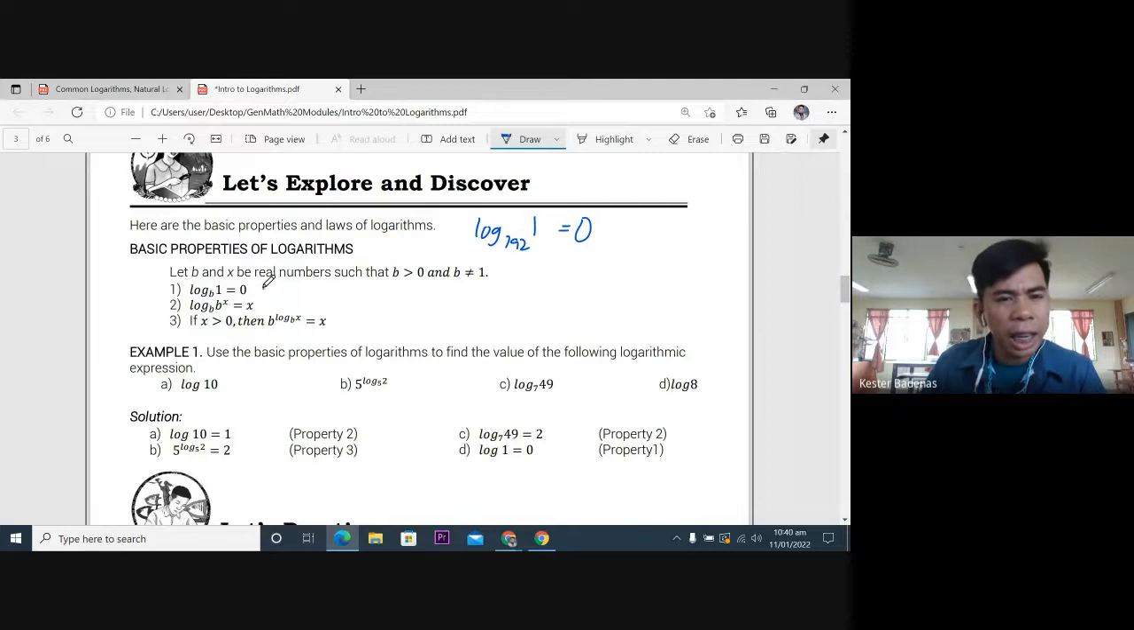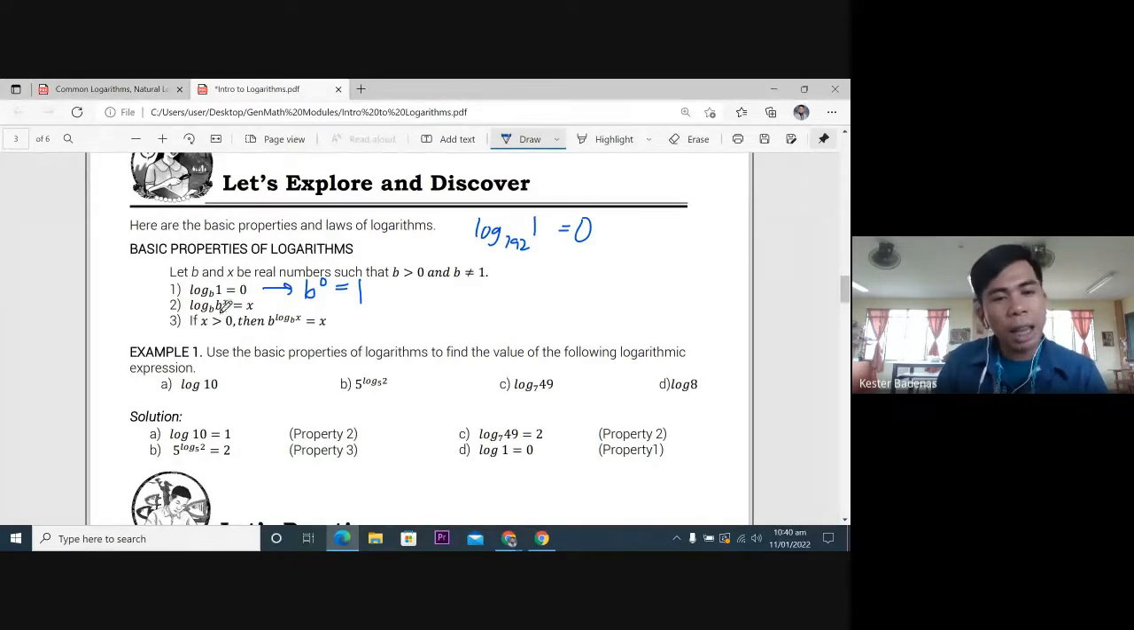Bakit, sir? Kasi when we rewrite logarithm of 1 with the base b is equal to 0, that would become b raised to 0 is equal to 1. And we all know that any number raised to 0 is equal to 1. So, yun yung original niya. Kaya, this is correct. So, kapag 1 ang ilologarithm, regardless of the base, that would be always equal to 0.